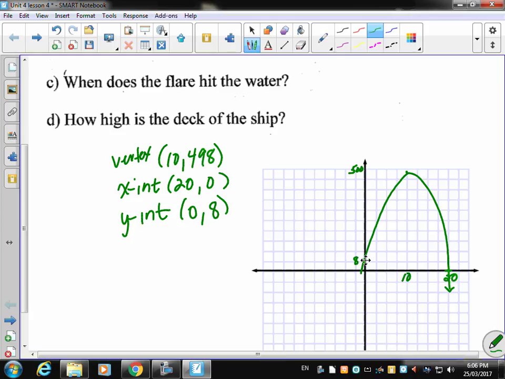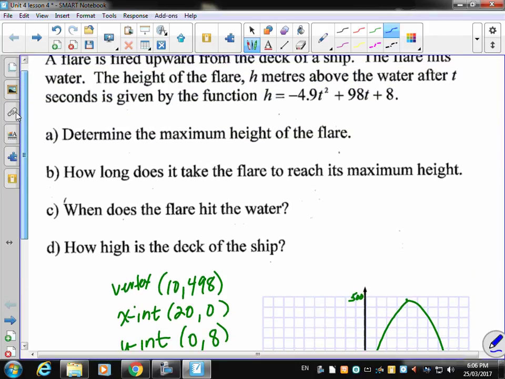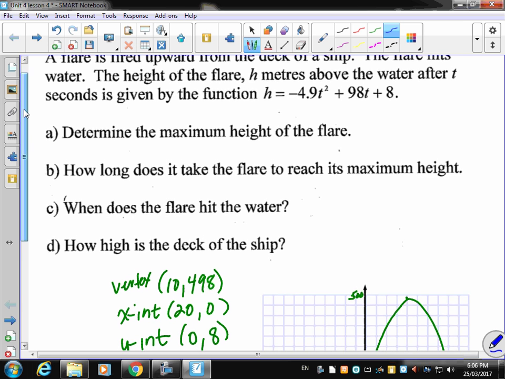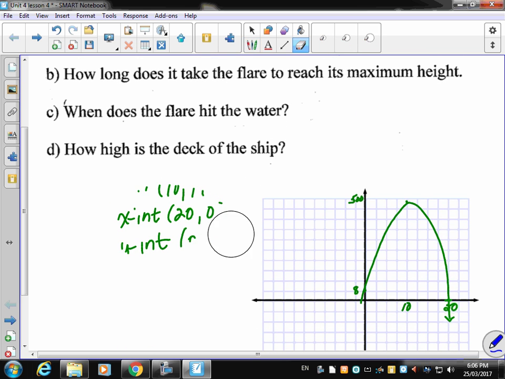What if we were stranded on a desert island and wanted to find out this information and didn't have a graphing calculator? Can we deal with that equation on our own? So let's try it. h equals negative 4.9t squared. Let's write it down here.